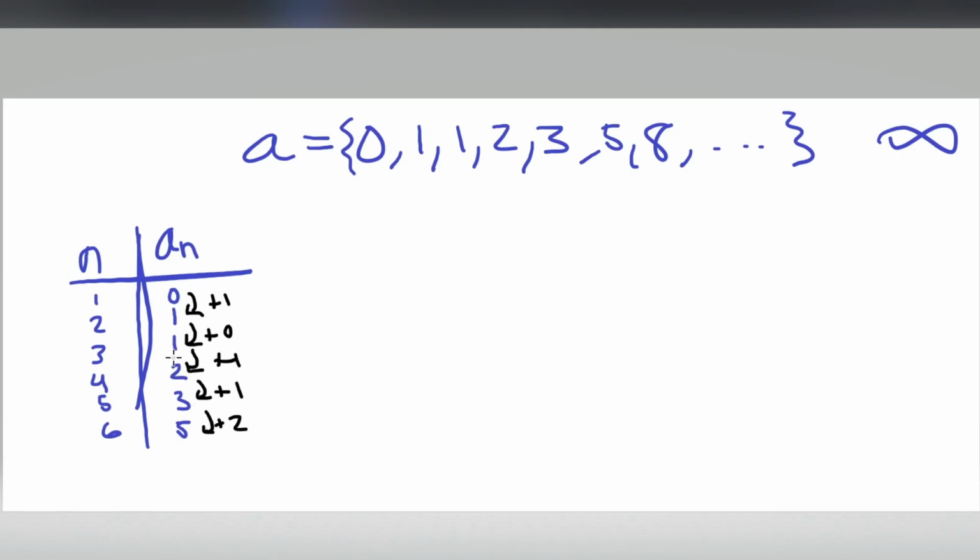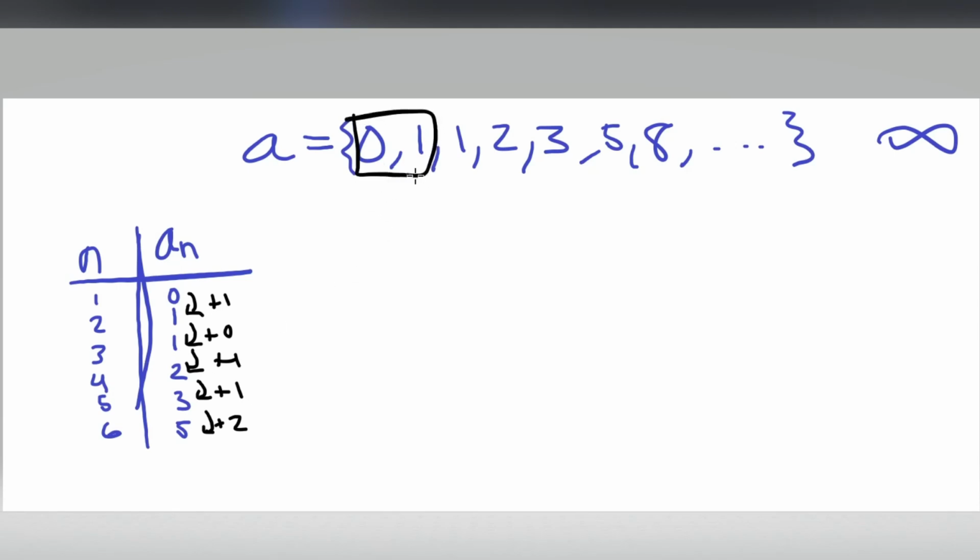And what are the two previous terms behind 2? 1 and 1. Same could be said for 2 to 3. 2 plus 1 is 3. And what are the two prior terms? 2 and 1. This is a hard pattern to find, but it's a cool one.